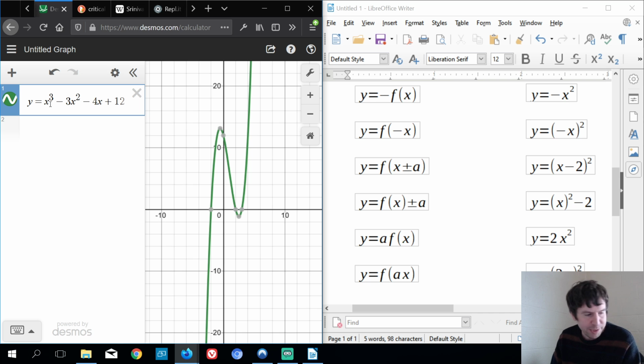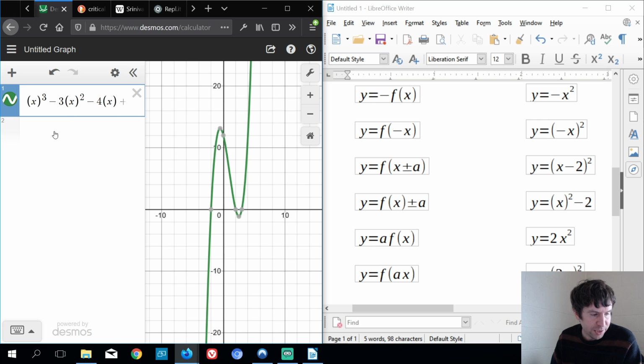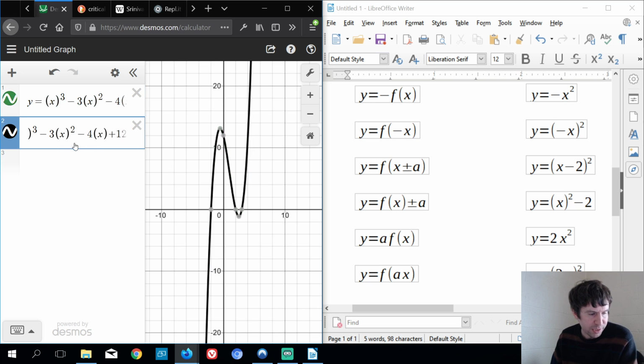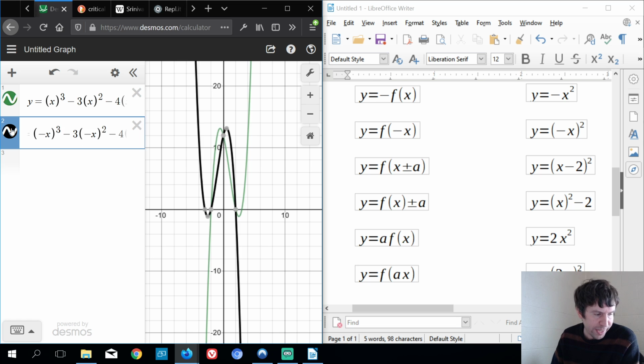But if I put parentheses around every x, so it's not just one thing, because this has multiple terms with x's in it. So those are my x terms. I'm going to copy all that and paste it here. So they're the same, but if I put a minus on every single x value that I have, what I get is a horizontal flip.